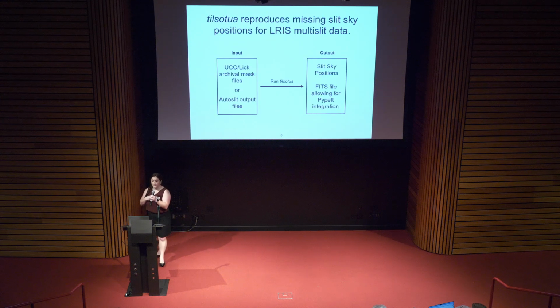And I've developed a code, Tilsa2a, to reproduce that missing sky slit position, taking either the input from the archival masks or the AutoSlit output files, and calculating the slit sky positions, and as part of that also producing a FITS file that allows for pipette integration if that's what you're using to do your data reduction. So I'll talk about that a little bit later.